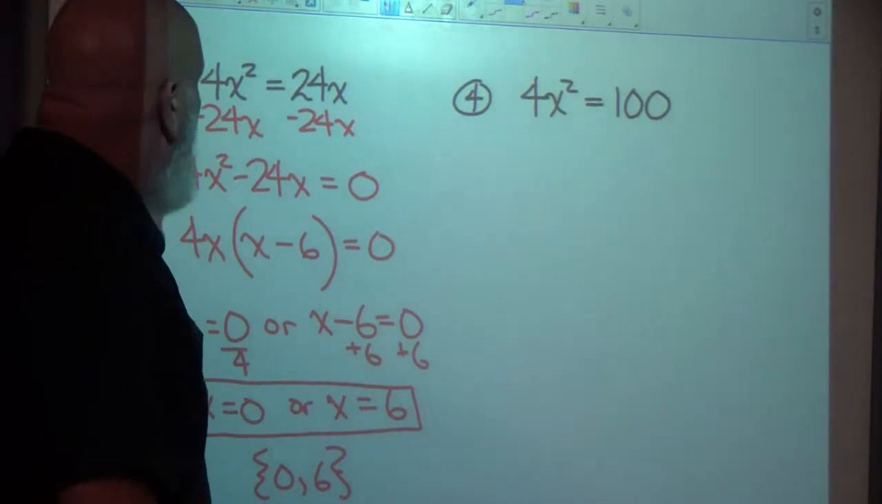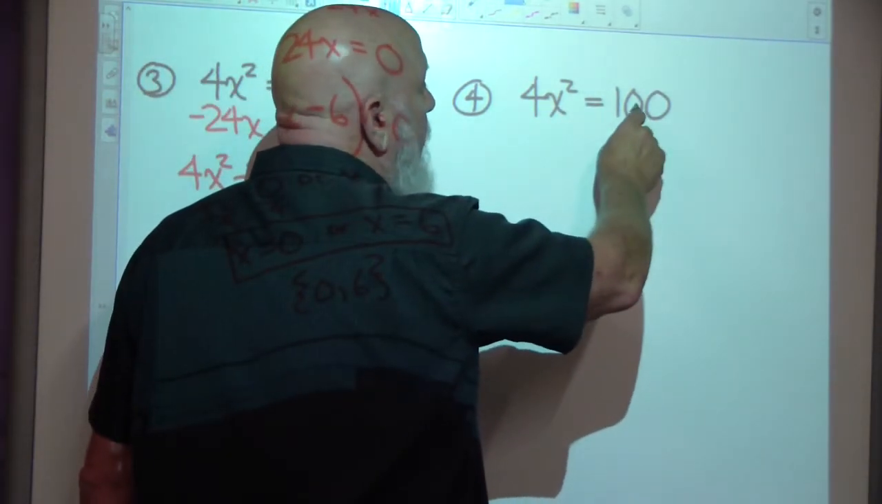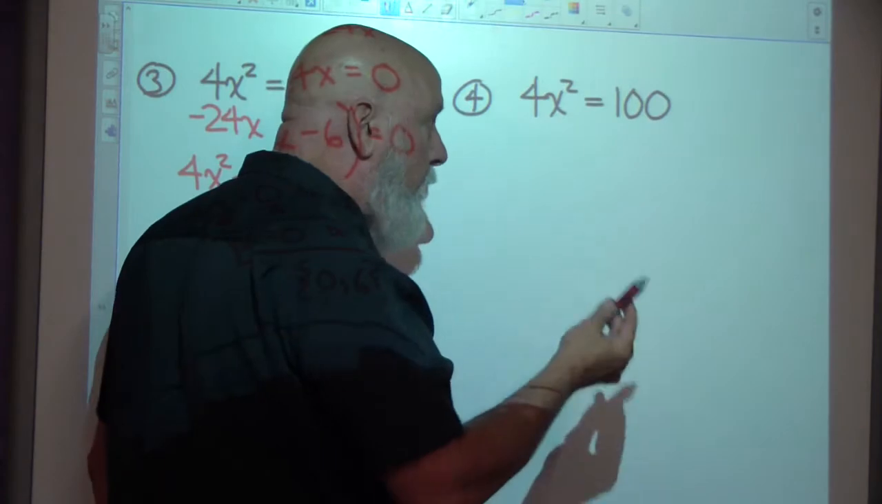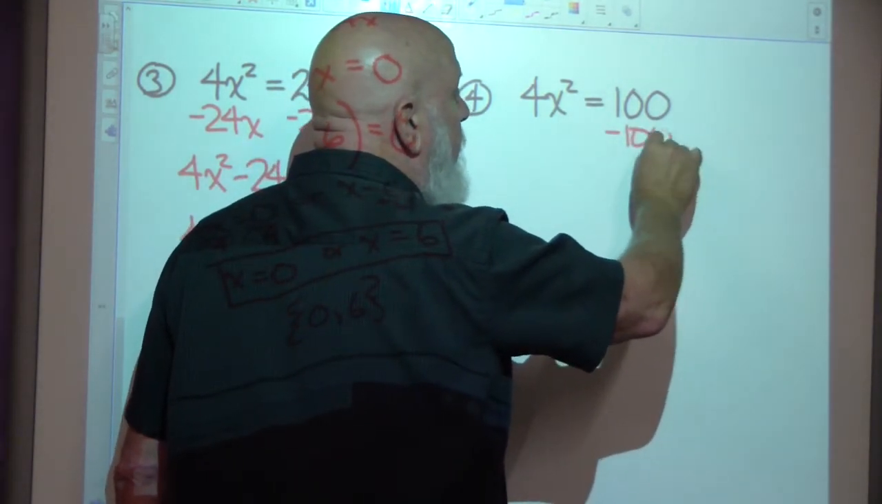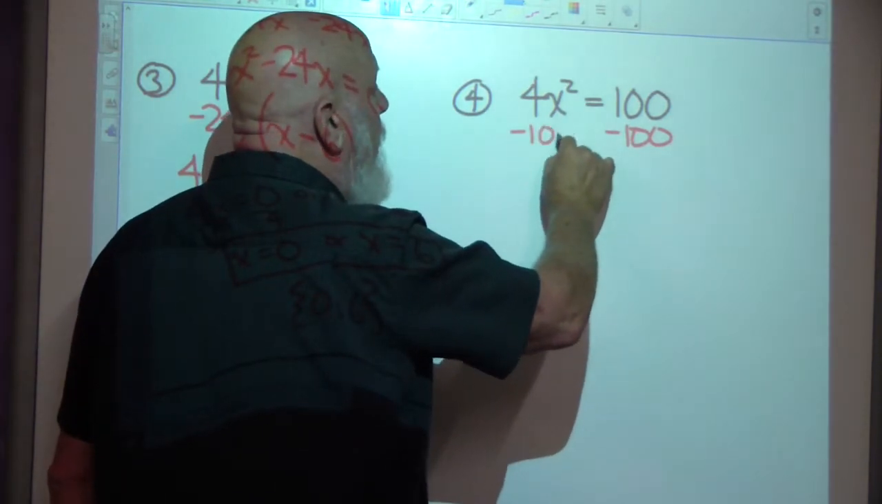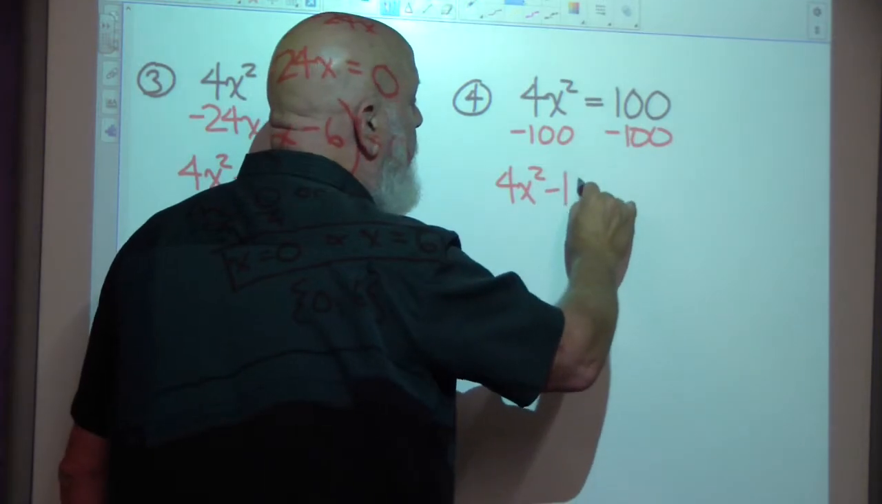Okie dokie. Let's take a look at this last one here. Again, I'm going to just set one side equal to 0. I want my quadratic term to remain positive, so I'm going to subtract 100. That turns this into 0, and this gives me 4x squared minus 100.